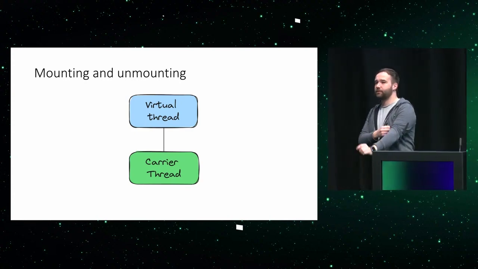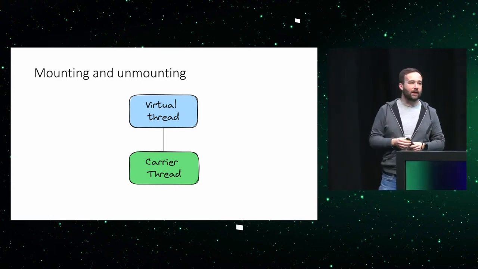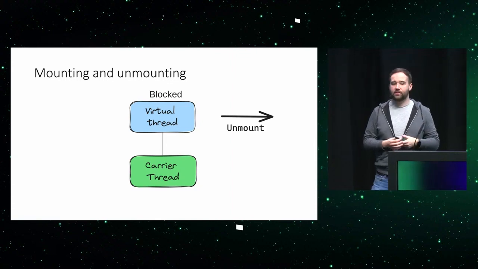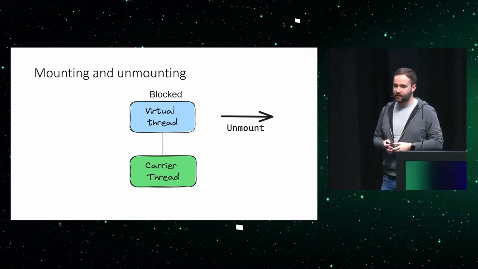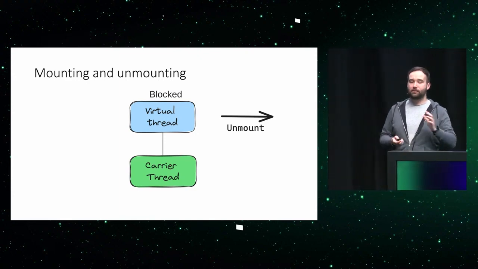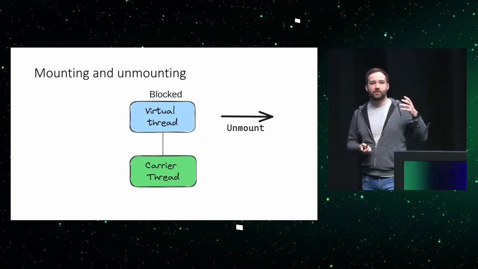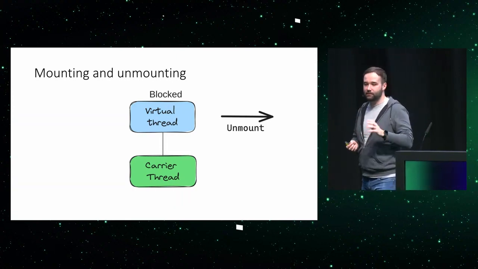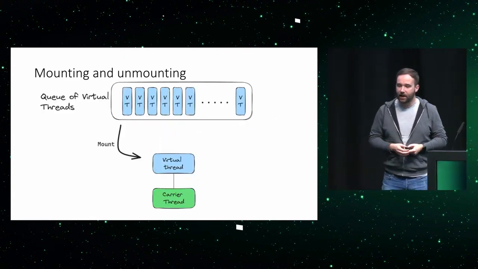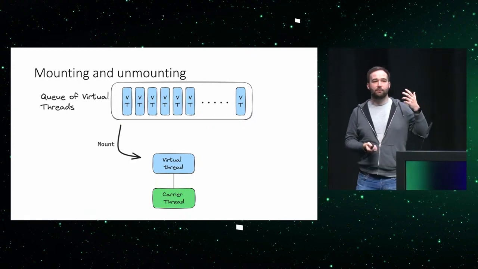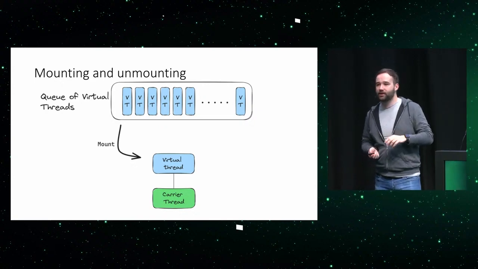So how does a carrier thread know when to switch from one virtual thread to another? That is done with mounting and unmounting. A virtual thread will continue running on a carrier thread until it encounters a blocking method. And when it encounters a blocking method, it will be unmounted. So the virtual thread is taken off the carrier thread. Its memory, the memory living on that carrier thread that belongs to this virtual thread, will be copied from the carrier thread back into the heap. And a new virtual thread will take its place. So the memory belonging to this virtual thread that's in the queue will be copied from the heap into the carrier thread.